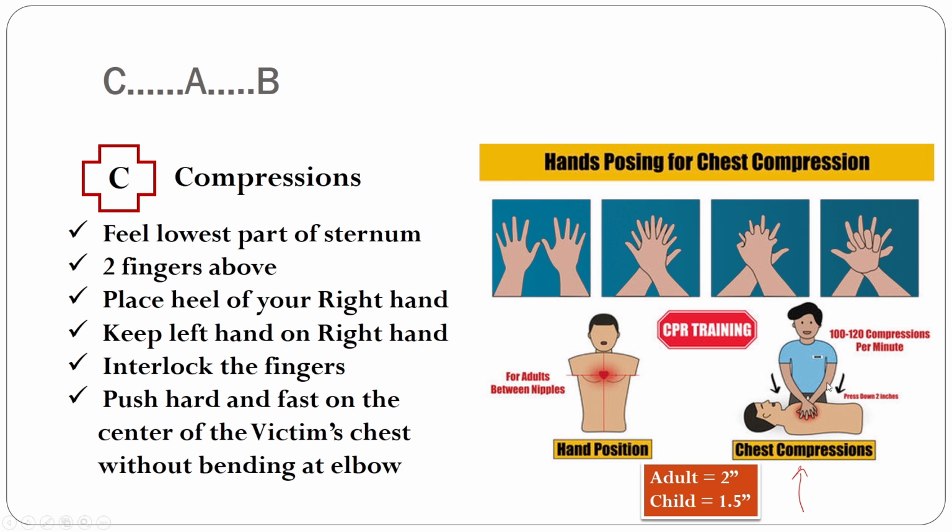See, without bending an elbow, you have to give compression with both hands up and down. This is the position, right? And how much compression will you give? In an adult, the chest should go down by 2 inches and in children it should go down by 1.5 inches. So, this is how the chest compression should be given. You understand the position where the hands are put, how to lock the hands and how deep you have to go by giving pressure. That is the C of the CAB.